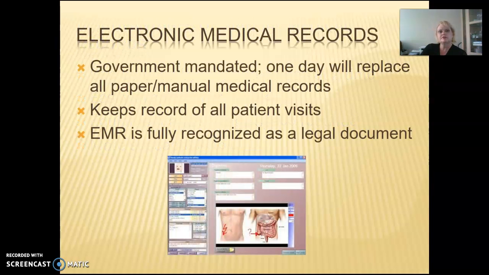Now, in terms of an EMR, an electronic medical record, it's mandated by our government that we all use EMRs. And it's a legal document. And it's really nice because your EMR is on the computer and you have a network in which to work in. And I believe EMRs make us more productive and efficient.